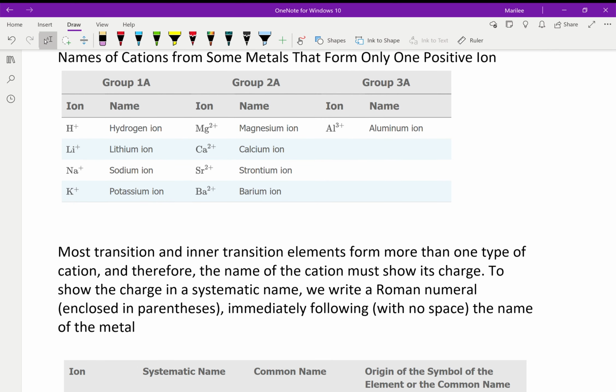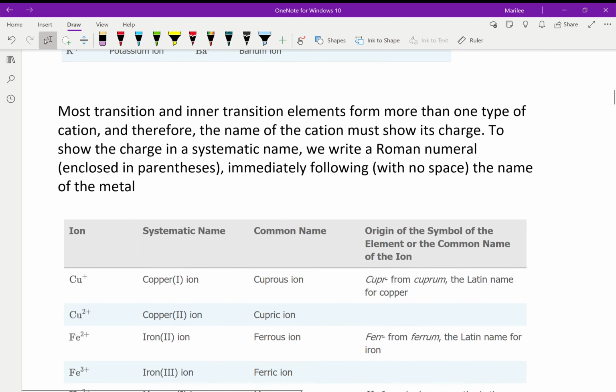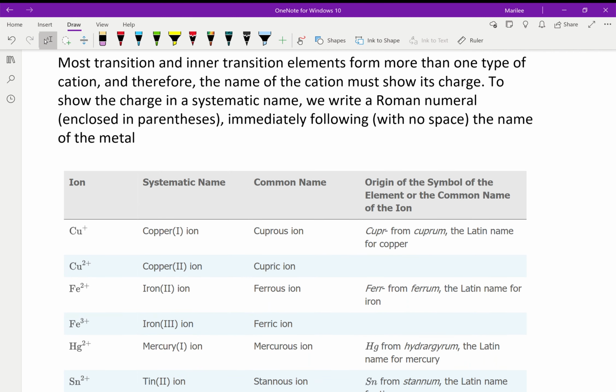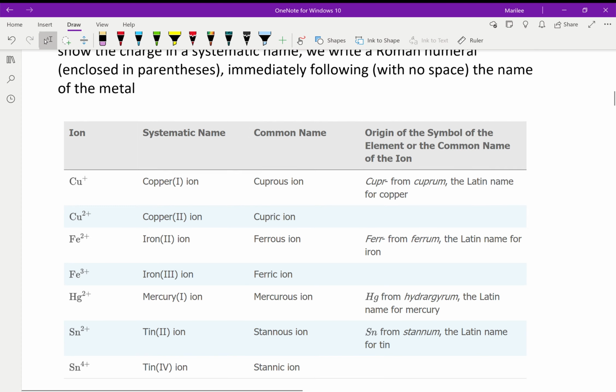Most transition and inner transition elements form more than one type of cation, and therefore the names of these cations must show the charge. And this is shown by using Roman numerals. So here is a good example. We have copper, right? So copper+ becomes copper(I) ion. Copper 2+ becomes copper(II) ion, right?